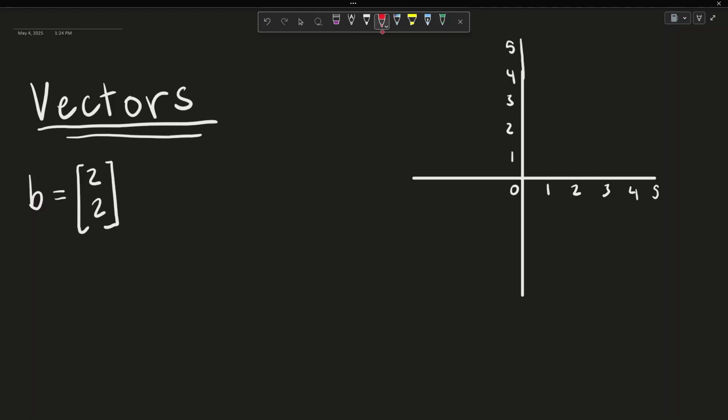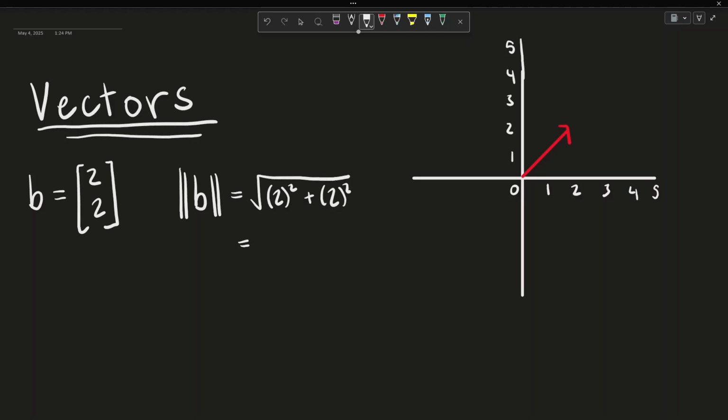So if we were to draw out vector B, we'd find that in the x we have 2, in the y we have 2. So it would look something like this. If we now wanted to find its magnitude, and you can pause the video to attempt to find it yourself, we'd find that the magnitude of vector B is equal to the square root of 2 squared plus 2 squared.